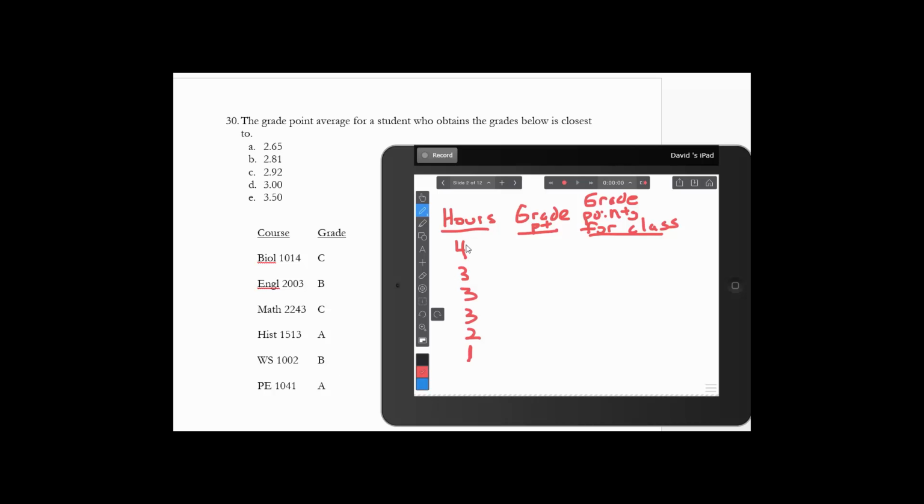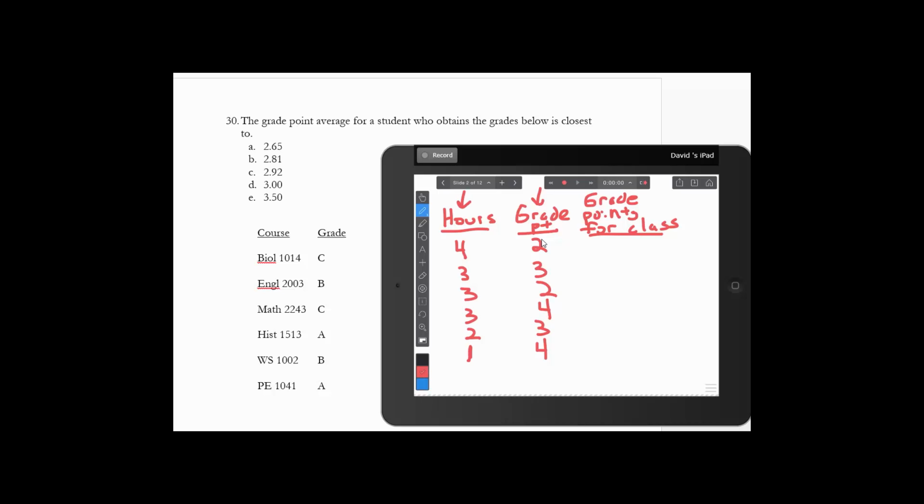So what I've done over here is just write down the last number in each course number here at our university. That is the number of hours for which the class counts. So 4, 3, 3, 3, 2, 1. And then for the grade point, I'm just writing down what a value is for a C, an A, or whatever. A C is worth 2 points. A B is worth 3. A C is worth 2. An A is worth 4. A B is worth 3. And an A is worth 4. And so that's how many points you get per hour. And these are the number of hours.